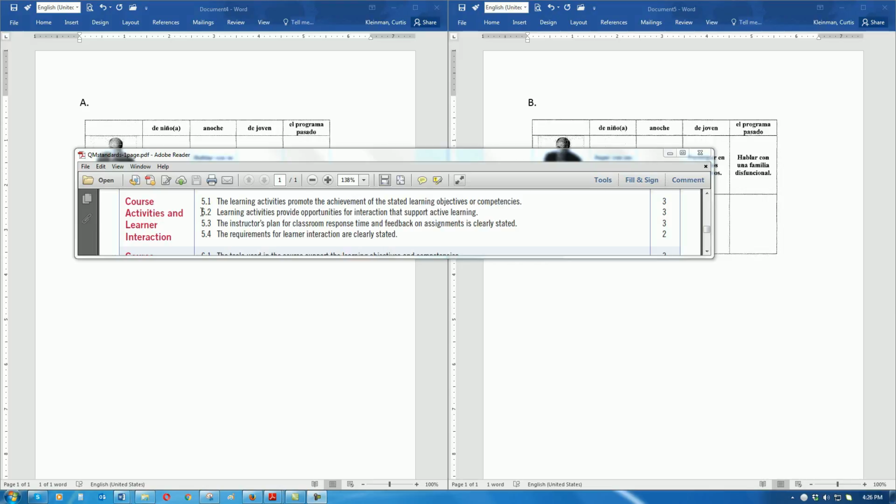Okay, today I would like to address the Quality Matters 5.2 objective in the rubric: Learning activities provide opportunities for interaction that support active learning. And I would also like to talk about 5.4: The requirements for learner interaction are clearly stated.